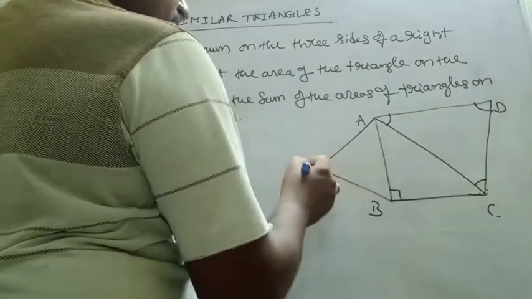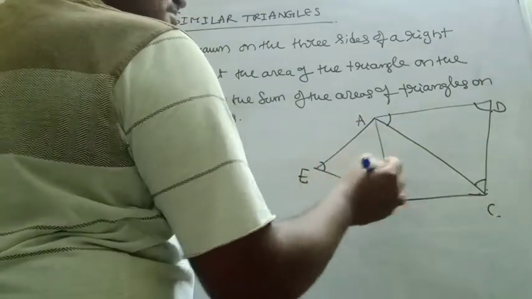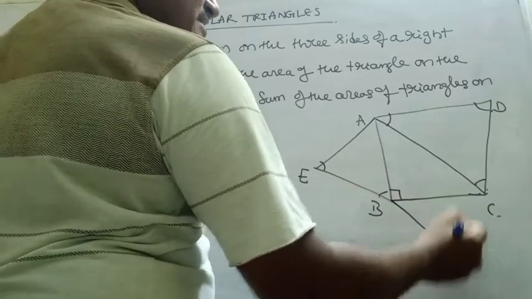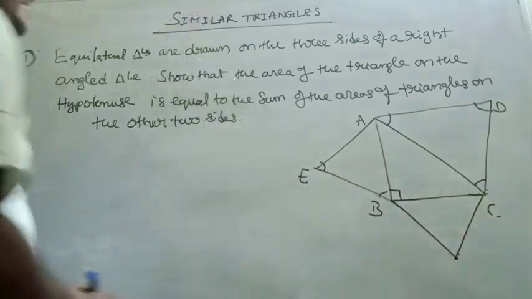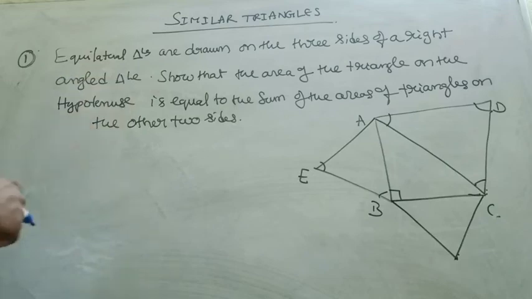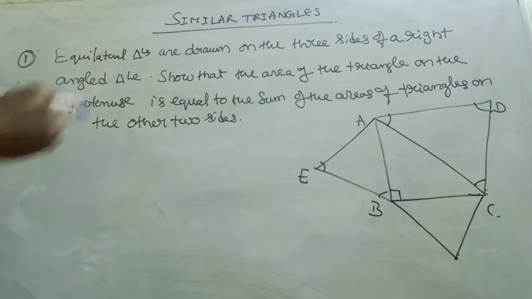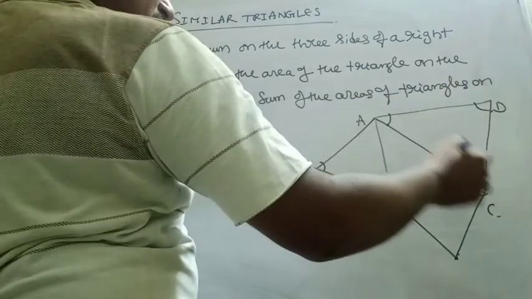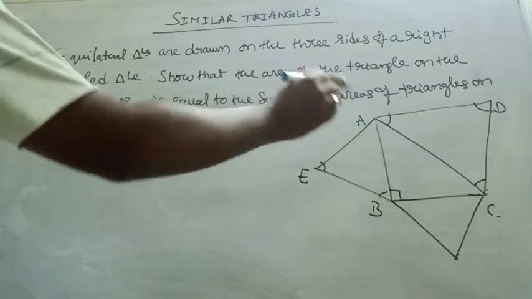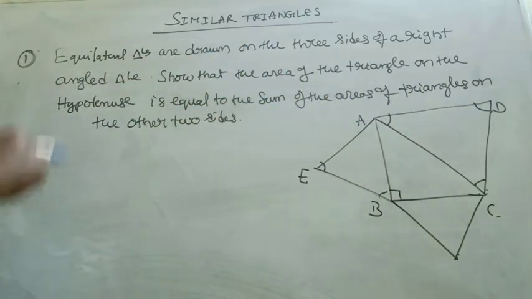Now we have E like this. This is also an equilateral triangle. This is another equilateral triangle we have got like this. So the area of this equilateral triangle which is described on the hypotenuse is equal to, we need to prove, the sum of the areas of the triangles on the other 2 sides. This is what we actually require to prove.